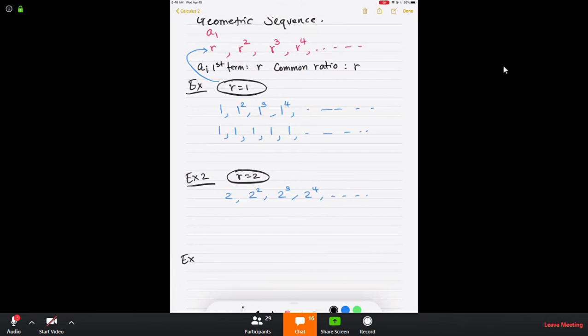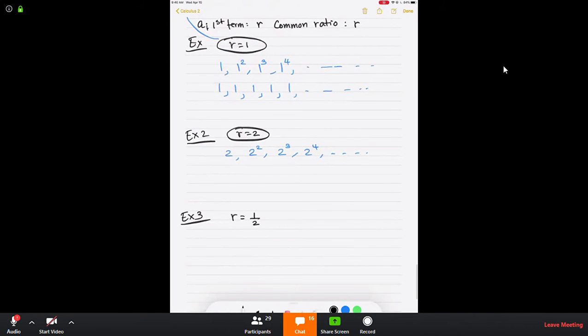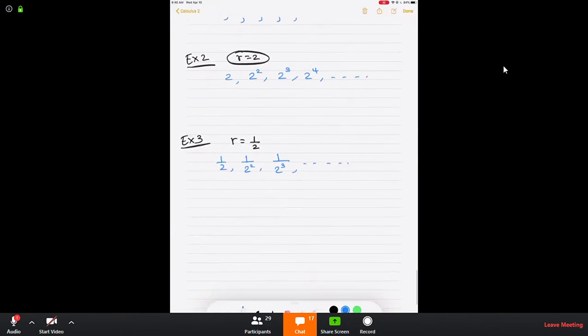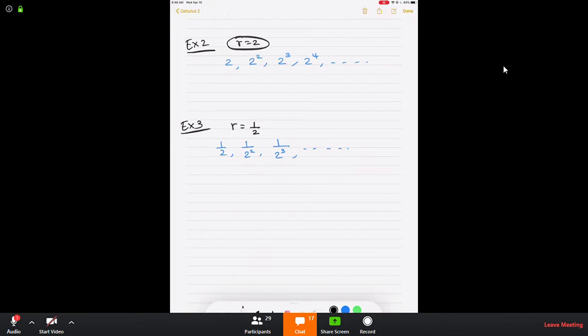Example 3. If r equals half, what does it look like? 1/2, 1/2 squared, 1/2 cubed. And the last one, if r equals -2, what does it look like? It would be -2, -2 squared, and so on.